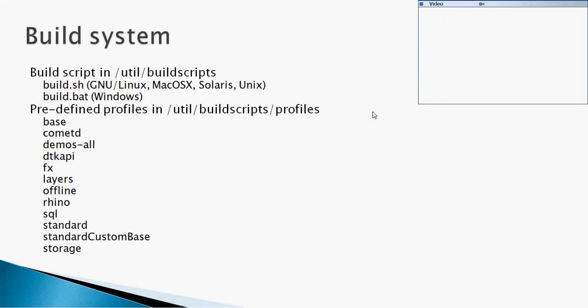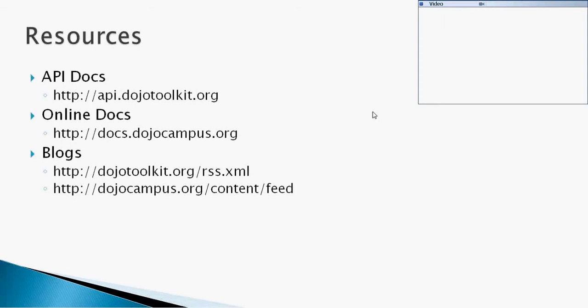Here are some more details about where it is: inside the util directory, build scripts, build.sh for Linux and Mac OS, and build.bat for Windows. You can run these to build. There are predefined profiles available, and you can create your own also.